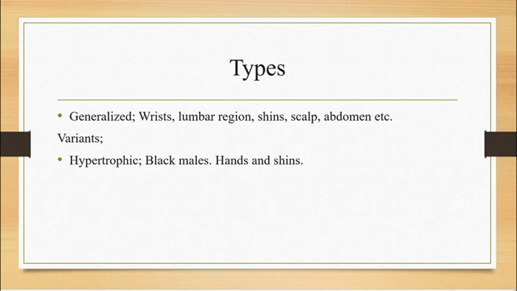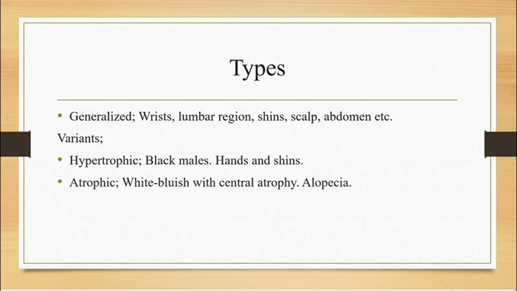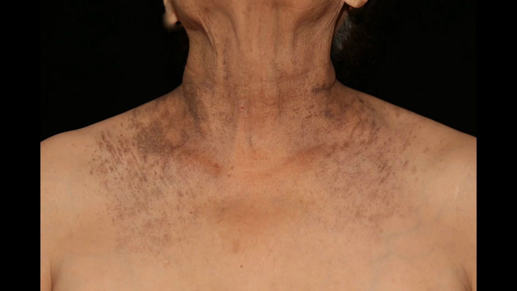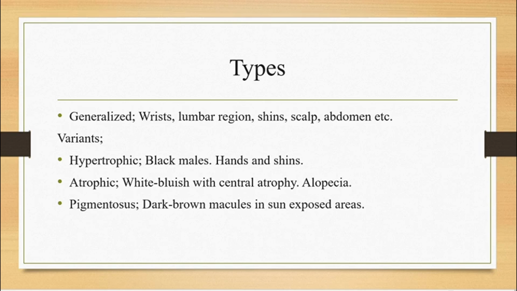Then there's an atrophic variant, which is white or bluish in color. It has a central atrophy. It can present with alopecia as well. Pigmentosus, which is hyperpigmented as the name suggests, presents as dark brown macules in sun-exposed areas. Ulcerative is therapy-resistant ulcers, mainly on the soles.